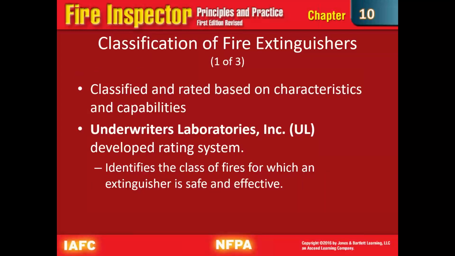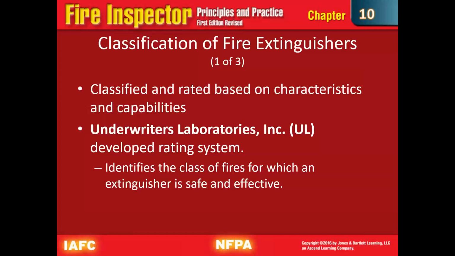All right, the classifications for fire extinguishers are going to be based on their characteristics and abilities. Underwriters Laboratories is going to be a third party independent testing lab that checks pretty much everything that's out on the market, all your common goods. They're going to test it to make sure it does what it's supposed to do, and it does it safely. You'll see the UL listing a lot, and that's going to be one of your common go-tos as far as checking equipment and things like that.